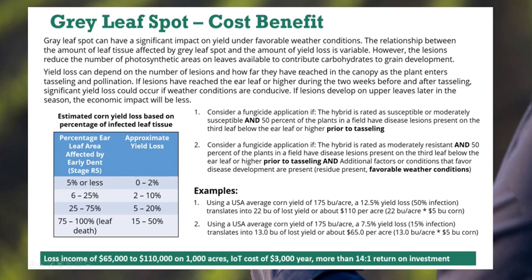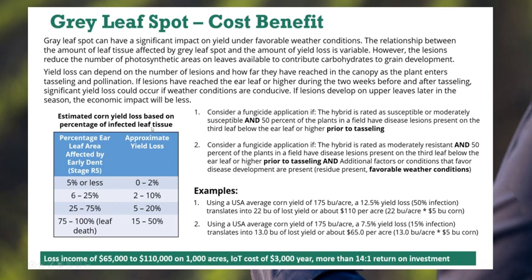And the lesions can really affect a plant because they work from the bottom up, the lower leaves up the plant, and they rob the plant of the photosynthetic capability to produce carbohydrates that lead to grain yield. So the yield loss can depend upon the number of lesions and how far they've really reached into the canopy up the plant as the plant enters the tasseling and pollination period, which is important for yield set. So if the lesions have reached the ear leaf or higher during 2 weeks before tasseling, you can have a significant yield impact because of this particular disease.